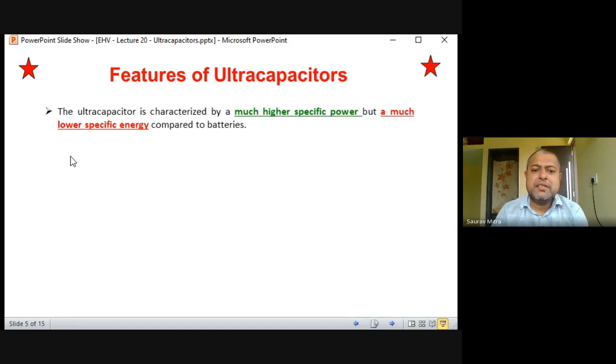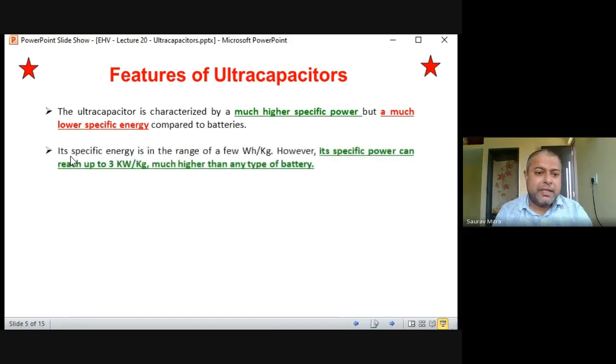So ultracapacitor is characterized by a much higher specific power, but much lower specific energy compared to the battery. Over a huge period, if you are asking for a huge amount of energy from the ultracapacitor, no, you cannot get it. But within a very short span of time, if you want a huge amount of energy, ultracapacitor can supply that. Its specific energy is a few watt hour per kg, 4 watt hour, 5 watt hour, 10 watt hour, likewise. Its specific power can reach up to 3 kilowatt per kg. So 3 kilowatt, that means 3000 watt.